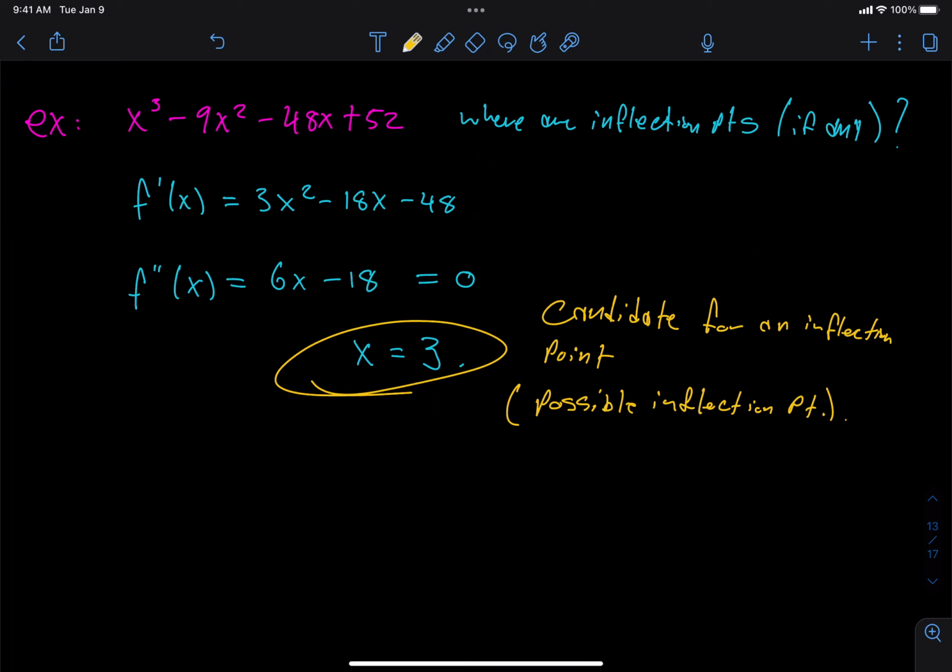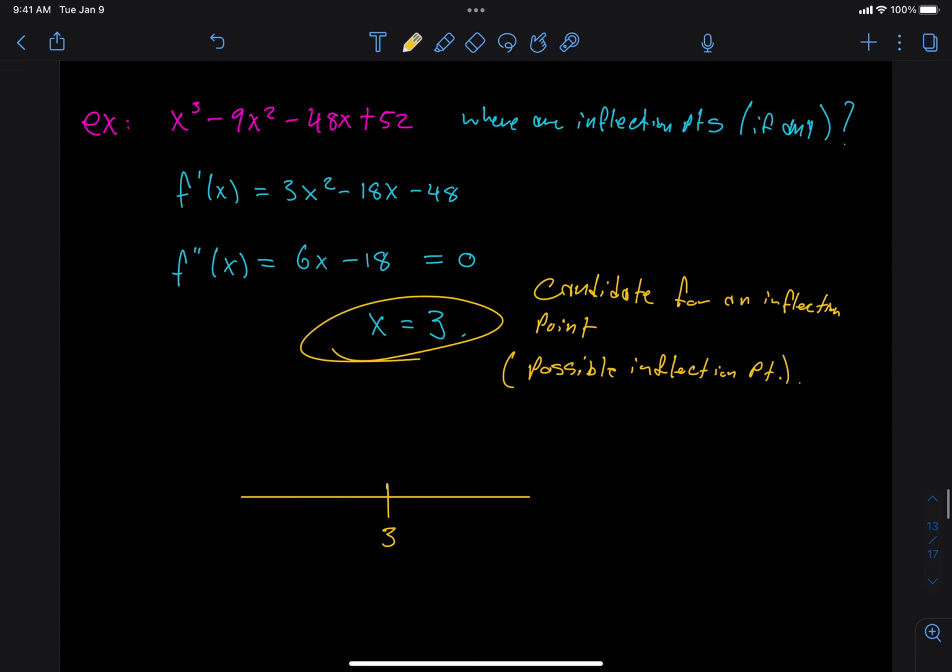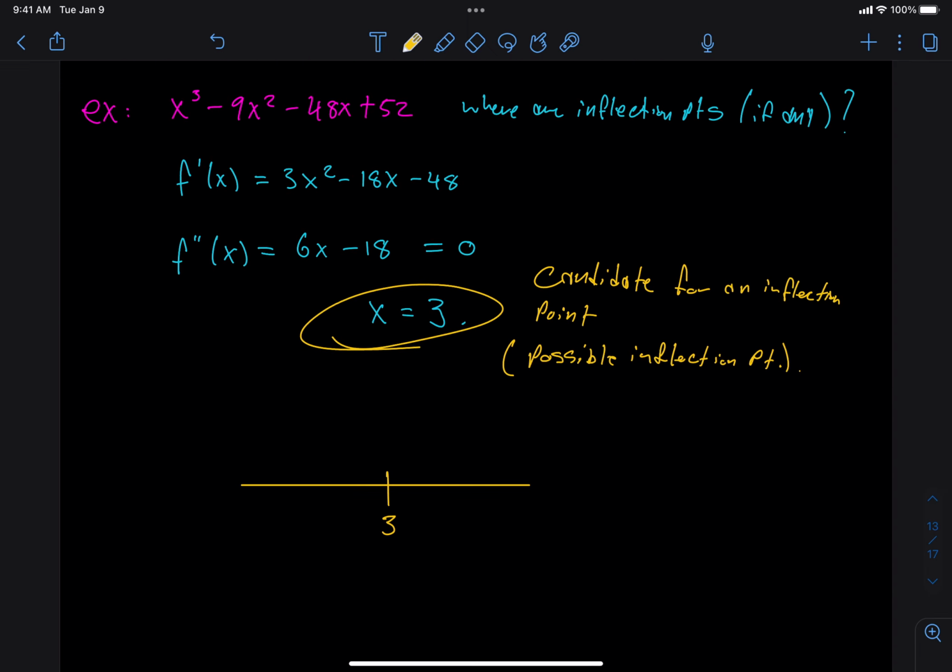And the reason I call it a candidate is I have to verify that the concavity to the left has one sign, and the concavity to the right has a different sign. And I do that using something which looks a lot like the first derivative test, but is actually going to be a test of the sign of the second derivative. So here we put 3, and we want to understand what is the concavity to the left? So maybe I could do 2. And then what is the concavity to the right? So maybe I could do 4.